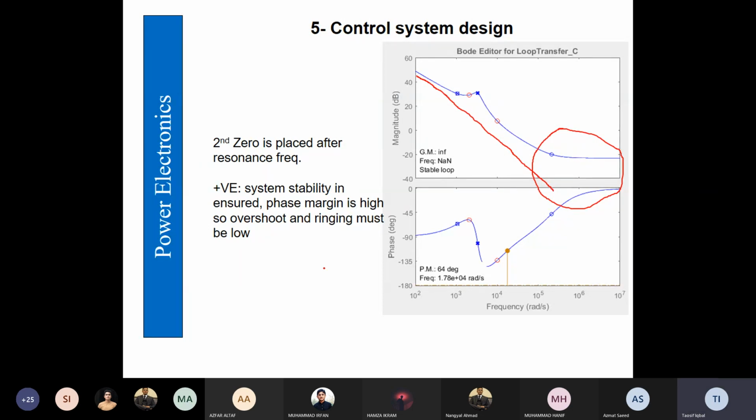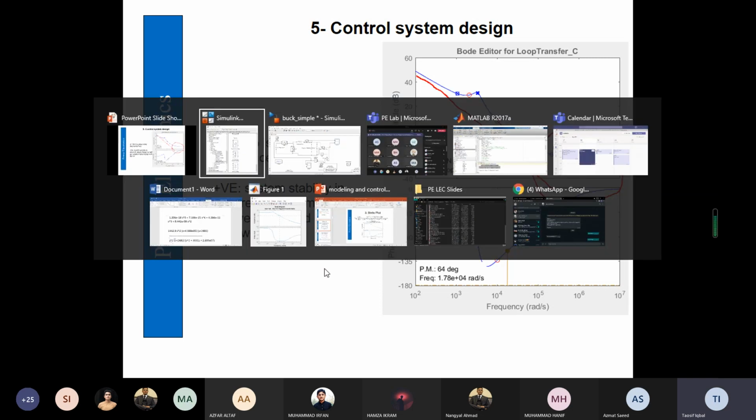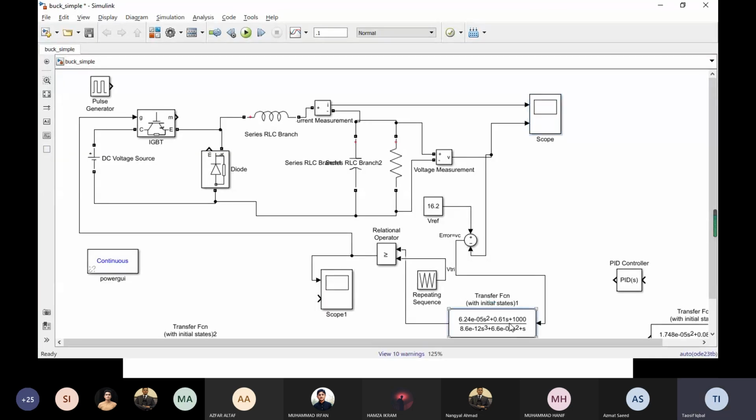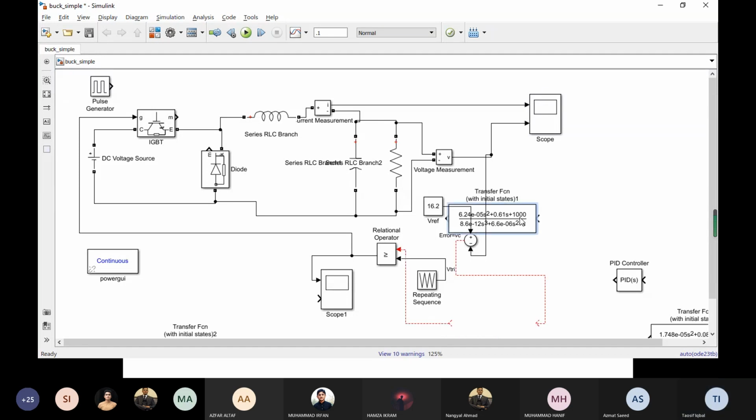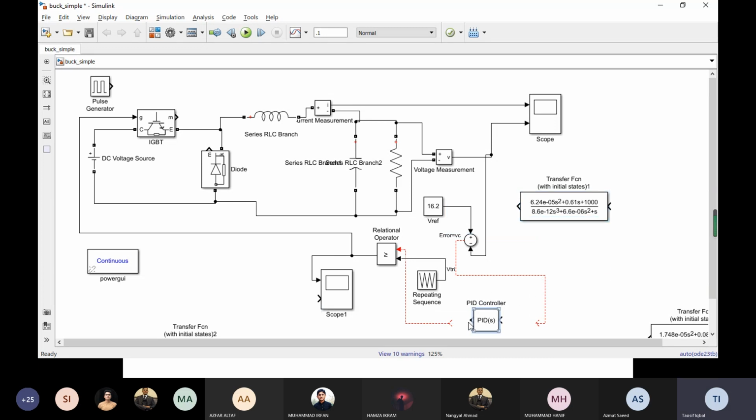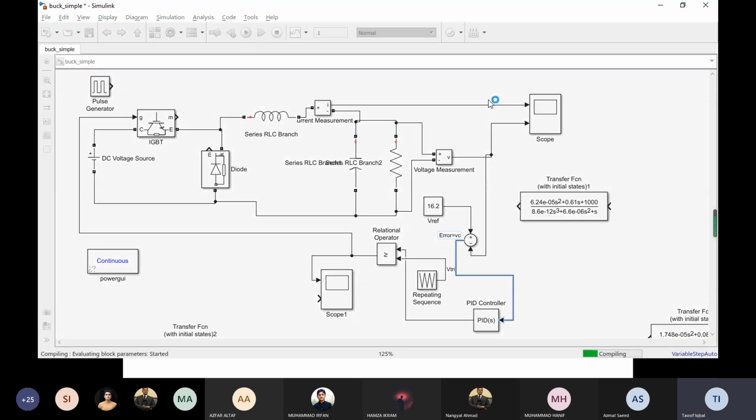So let's now look at the system performance if we use only PID control. First I'll just show you, and afterwards I'll tell you how we can design that in MATLAB. So let's look at the performance of the PID controller.